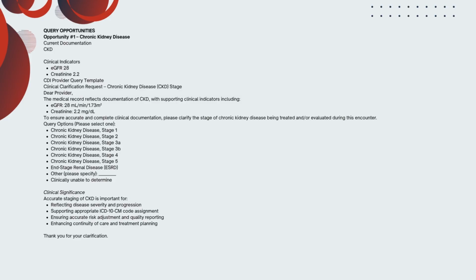Clinical significance. Accurate staging of CKD is important for reflecting disease severity and progression, supporting appropriate ICD-10 code assignment, ensuring accurate risk adjustment and quality reporting, and enhancing continuity of care and treatment planning. Thank you for your clarification. I will also wait until I have the succeeding creatinine results.